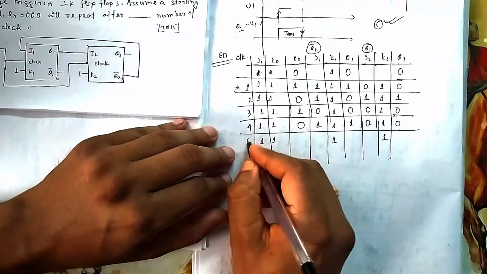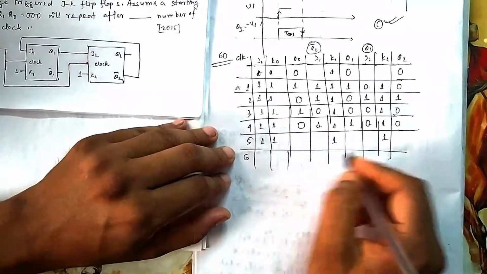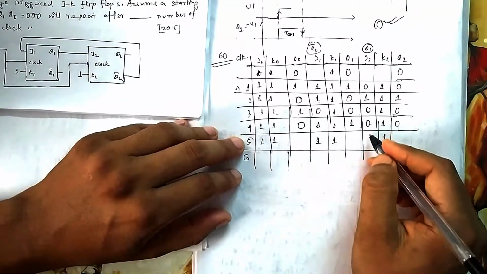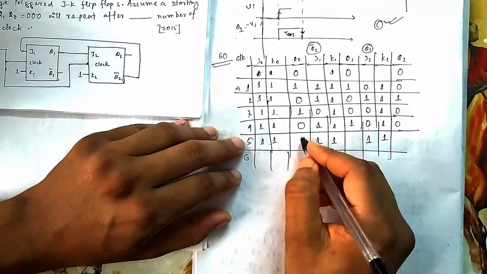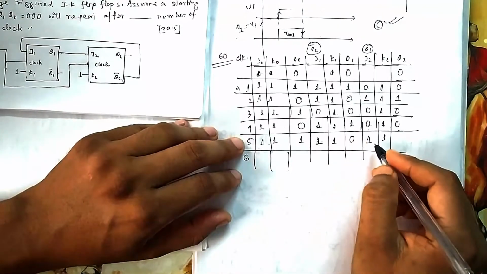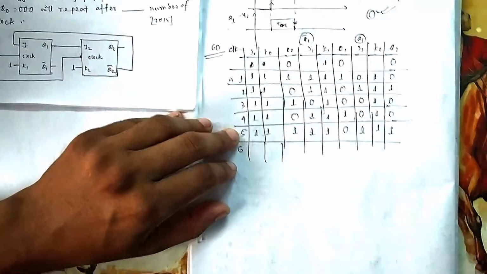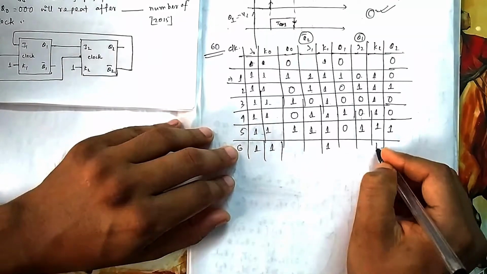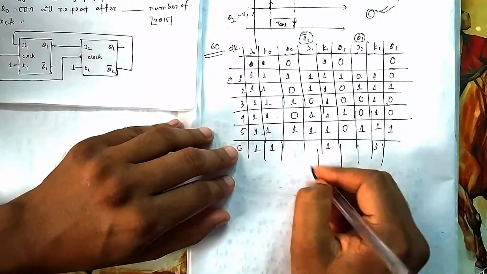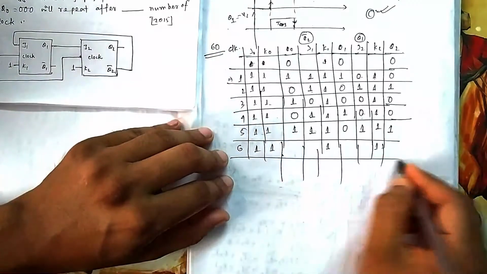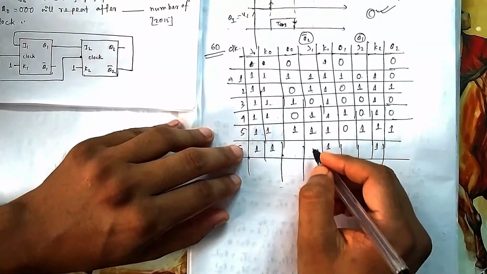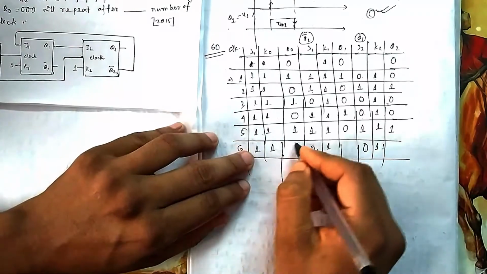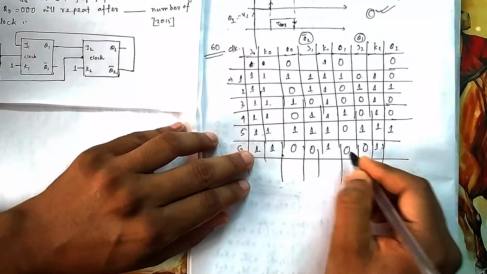Now again you check, this is the fifth. Before the fifth, J1 is Q2 bar, so this is 1. J2 is Q1, this is 1. Now you apply 1 1 0, 1 1 1, it will change its state. K1 is also 1, K2 was also 1. Now before giving again I will check this. This is Q2 bar, so this is 0, and this is 0. So if we apply now, 1 1 will make it 0, 0 1 will make it 0, 0 1 will make it 0.